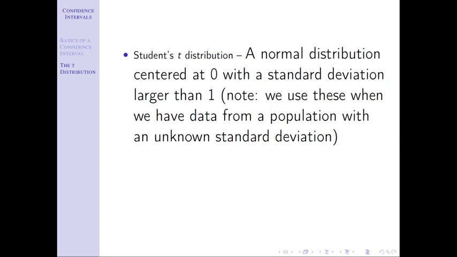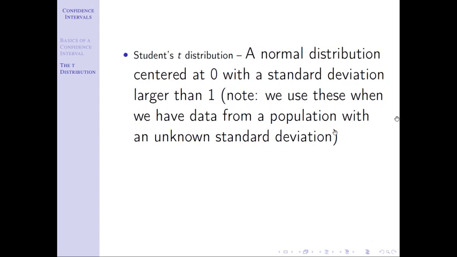Now, there are an infinite number of t distributions. And that should kind of make sense based off the definition, because notice I said a standard deviation larger than 1. How many values are larger than 1? There's an infinite number of them, right? A t distribution is any normal distribution centered at 0 with a standard deviation larger than 1. So standard deviation of 1.52, 2.53, whatever. Those are all t distributions. Okay, there's an infinite number of them.